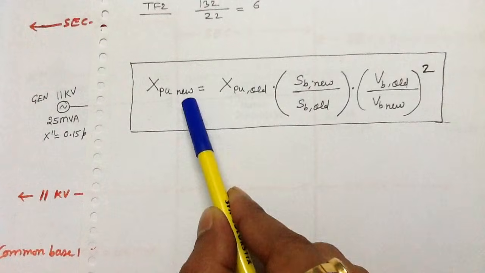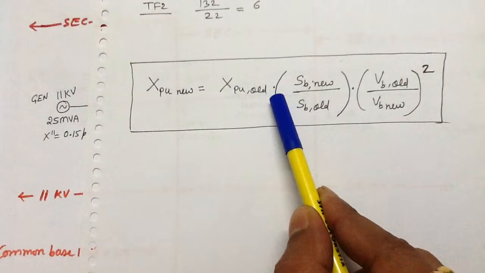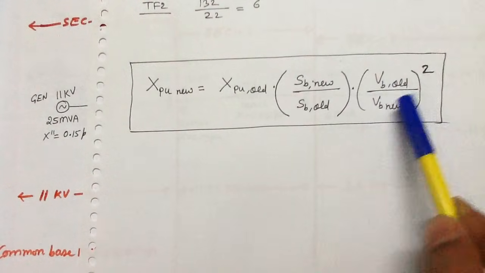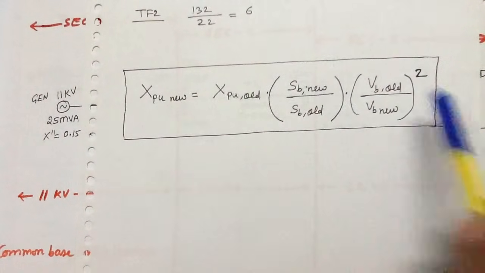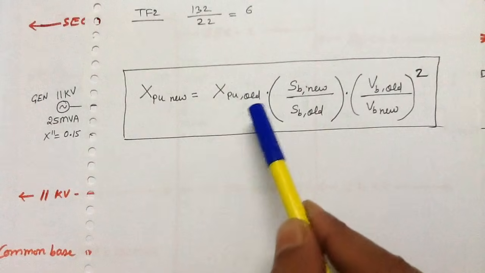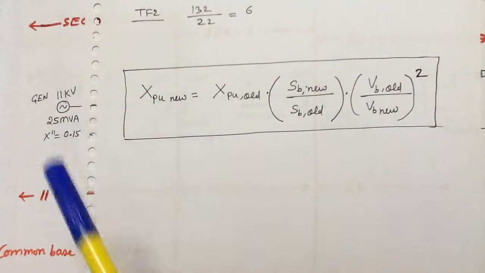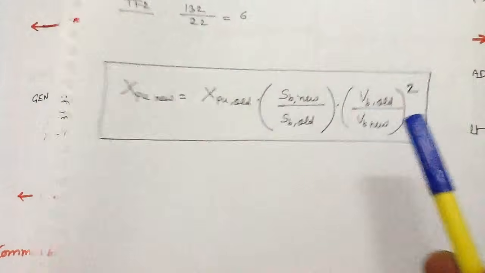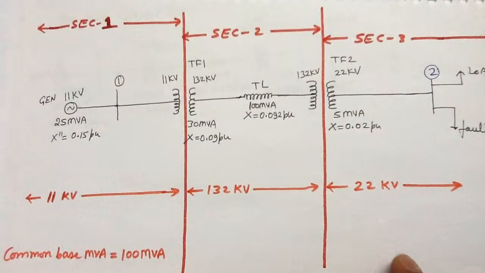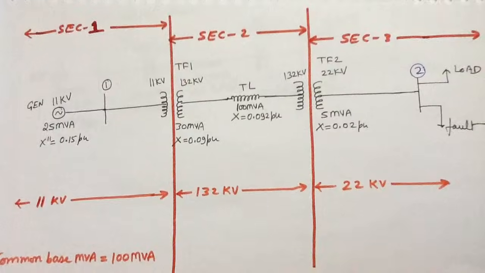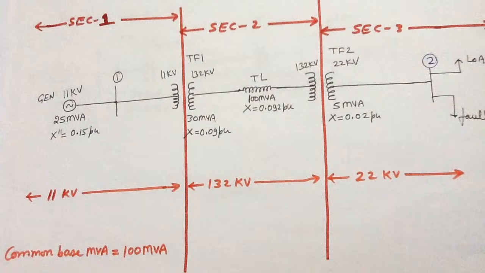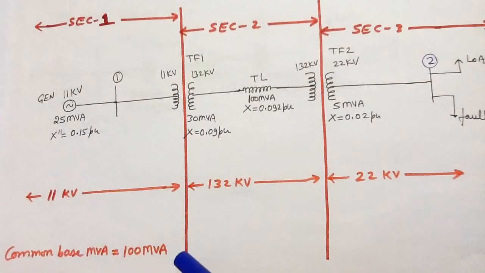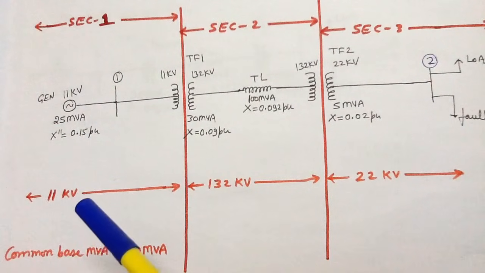Now let me recall this formula. The new per unit reactance equals the old per unit reactance into new base power divided by old base power into old base voltage divided by new base voltage square. This is the formula which can convert old per unit reactances into new per unit reactances. Now we will use this formula and find out the per unit reactance of all the equipments of the power system network. Now we are going to find out the per unit reactance of the generator on a suitable base MVA and on a suitable base voltage.